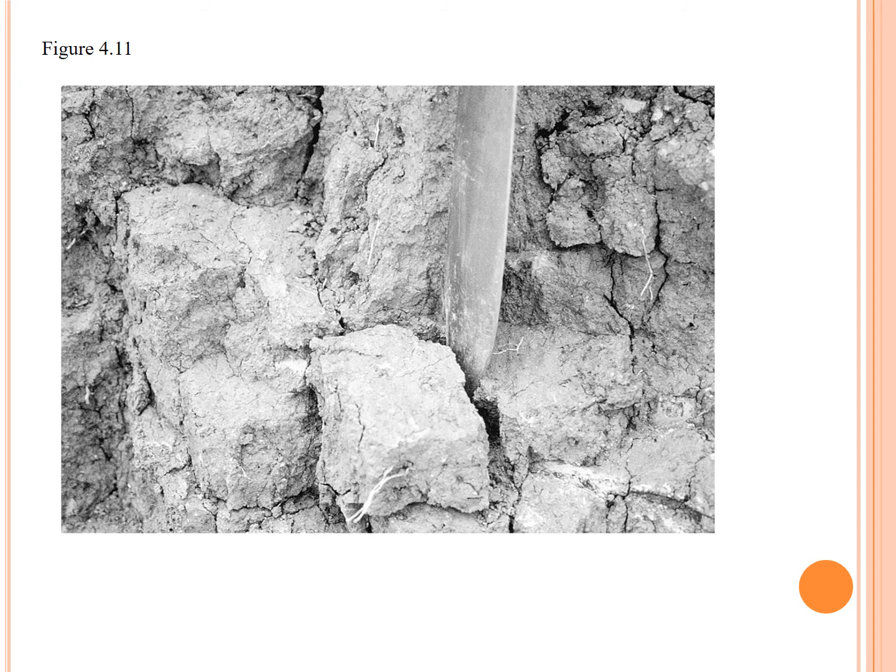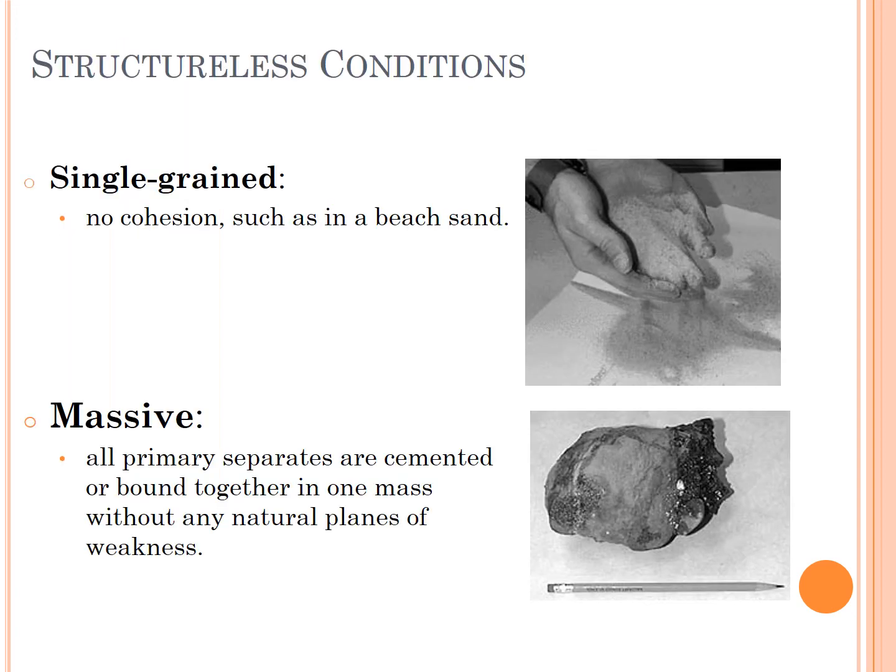This is an image of a massive structure, which is technically structureless. It's a very large clod, at least the size of your fist, that's very difficult for water and roots to move through. We generally see this in C horizons. Other structureless conditions include single-grained, like beach sand. Massive, again, is mentioned here.